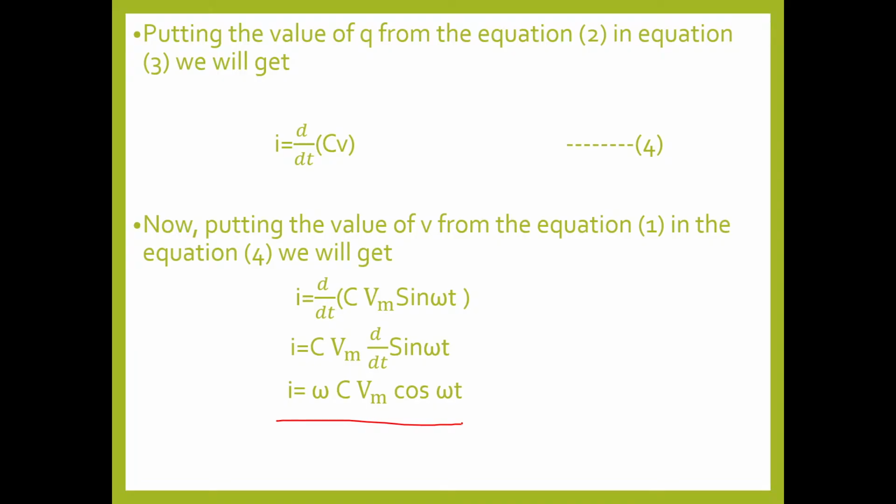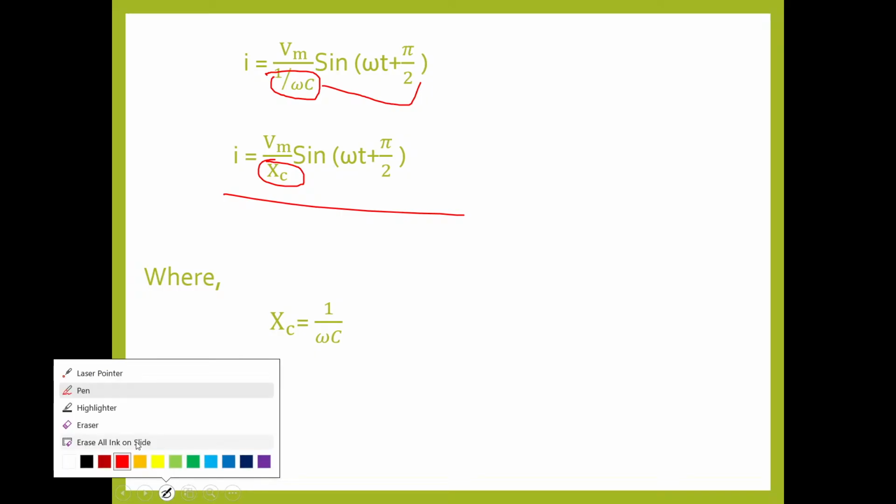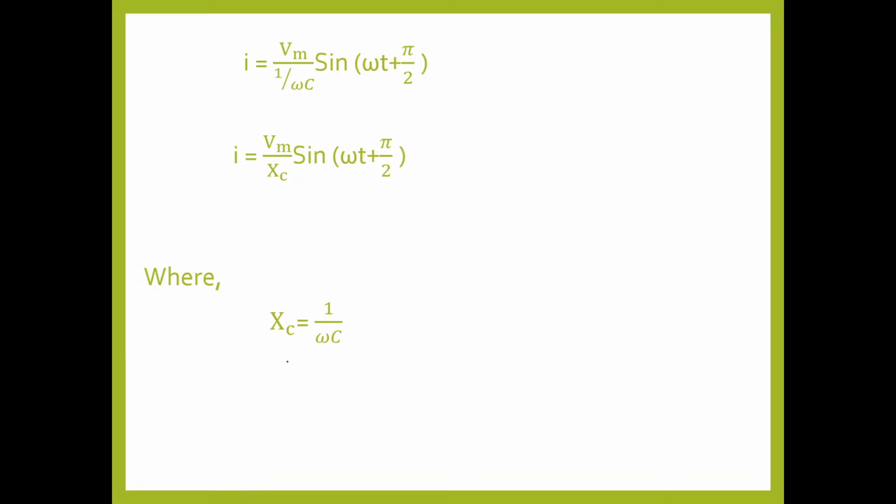Now cos omega t, you can rewrite it as sin omega t plus pi by 2. Okay, you can replace it with sin omega t plus pi by 2. Cos omega t can be rewritten like that. And here omega C was multiplied with Vm, so you just have rewritten it in terms of 1 by omega C. So 1 by omega C is nothing but Xc. You can replace it with some notation Xc. So Vm by Xc you will get. So I is equal to Vm by Xc sin omega t plus pi by 2, where Xc is equal to 1 by omega C. Okay.